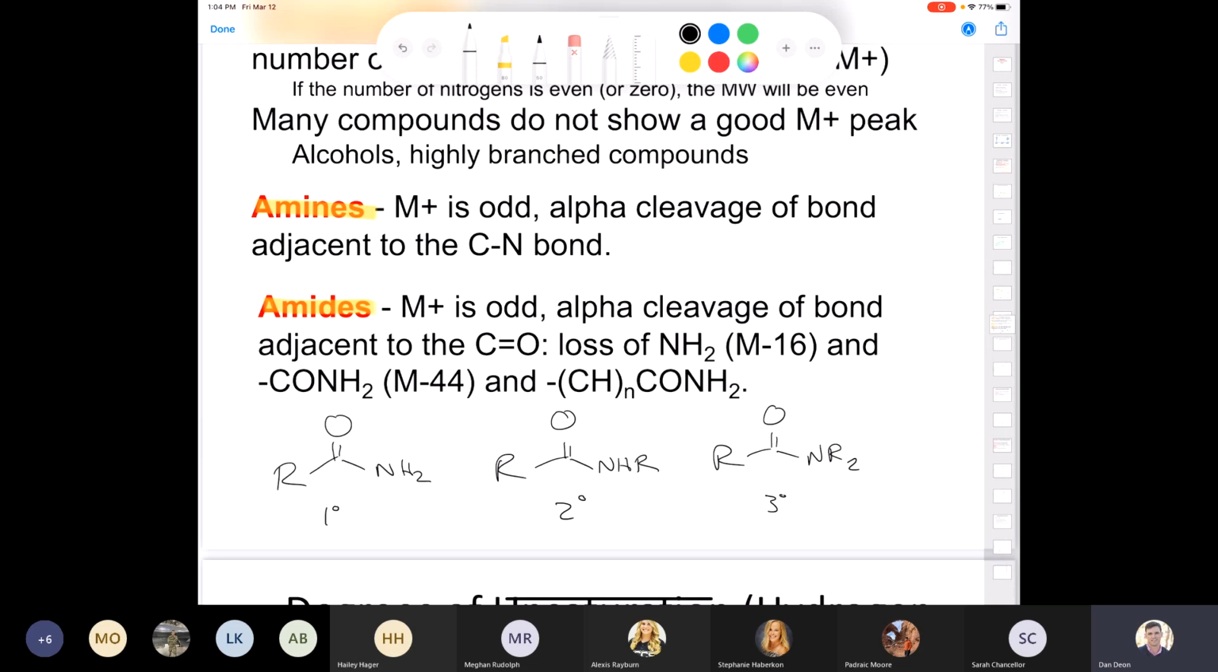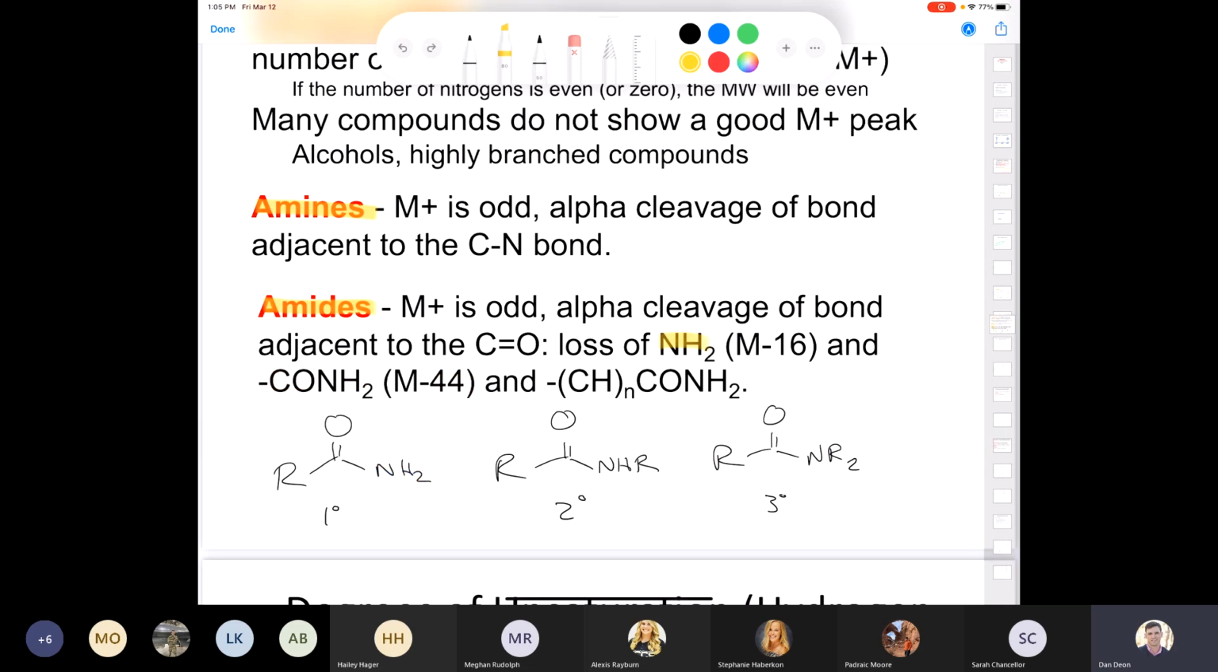Again, things you would look for are the odd mass. You could look for the alpha cleavage of the bond adjacent to the carbonyl. Loss of NH2, right? That's got an even mass. I guess I misspoke earlier on when I said even masses are only the McLafferty rearrangement and the loss of water, but loss of NH2, that would be a loss of an even mass. And that would only be from a primary amide, right? Loss of the carbonyl and the NH2, that's 44, which again is even.